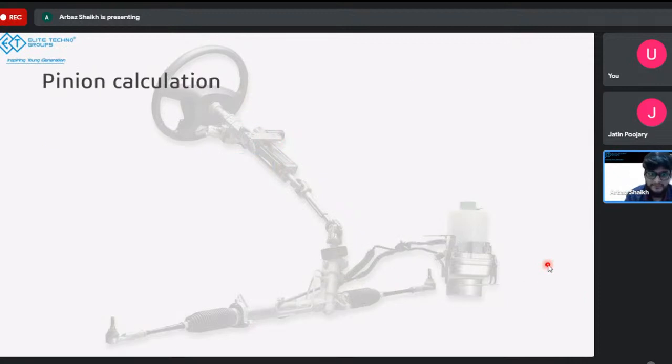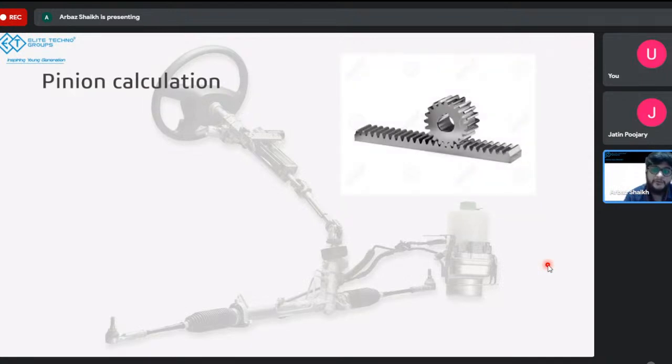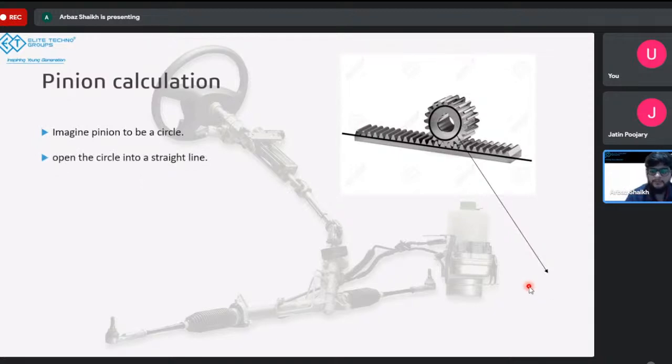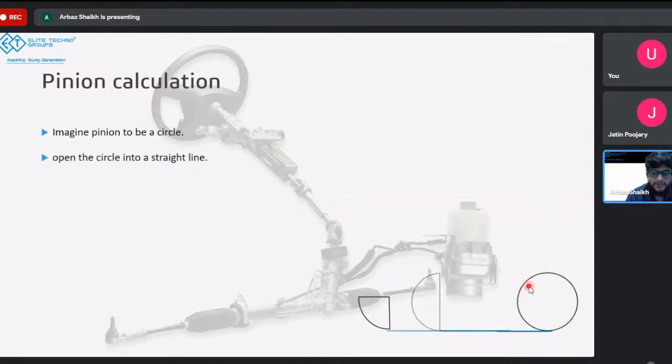So after we have the rack travel, we need to do the pinion calculation. For pinion calculation, I need you to understand how the pinion and rack work. Essentially, pinion is just a circle. Imagine it to be a circle, and imagine the rack to be a straight line. Now if I roll a circle out, it will open up into a straight line, and that straight line will be equal to the circumference of this circle, correct? If I take a circle and open it up like this, the length of the line will be the circumference of the circle.